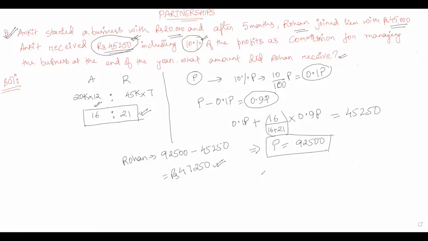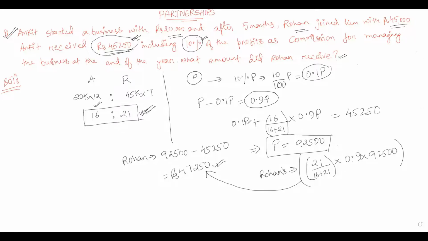We can also find Rohan's share simply by using the ratio of the share of profit. So this would be simply 21 upon 16 plus 21 of the profit that has to be divided, which is 0.9 times of the profit, which is 92,500. So again, if you calculate this out, you can check, and this will come to be 47,250.